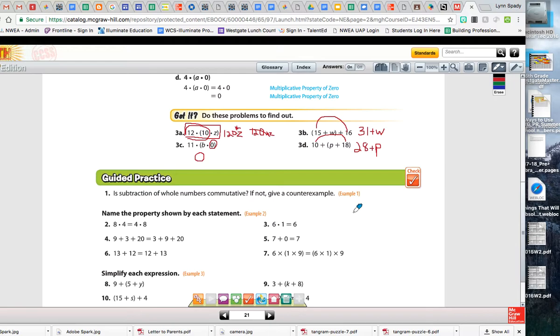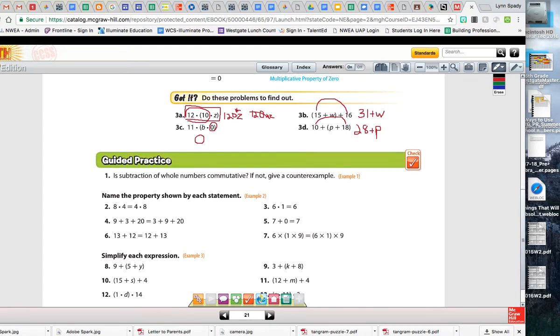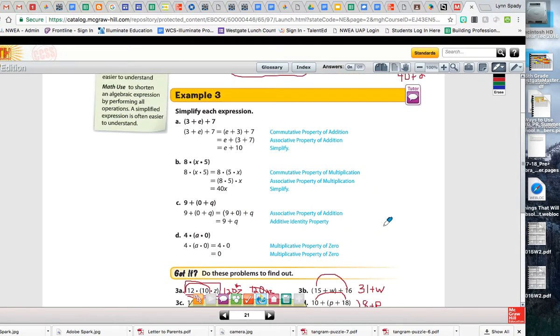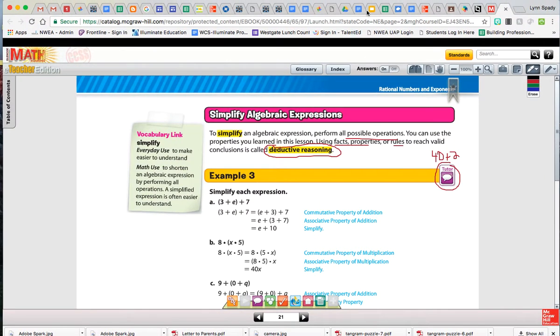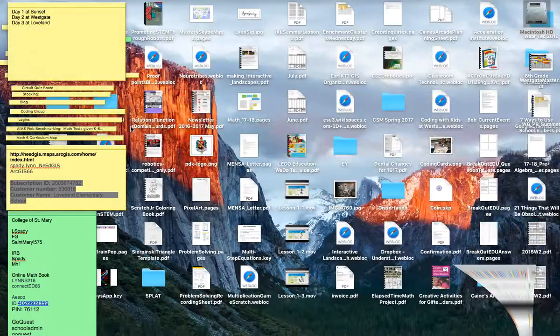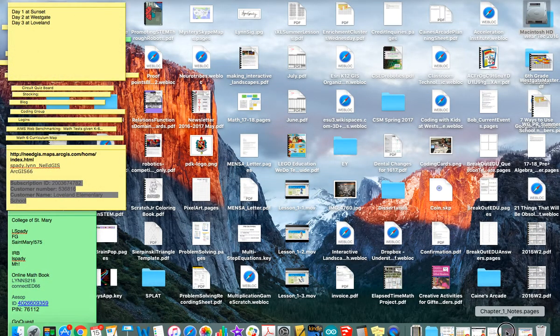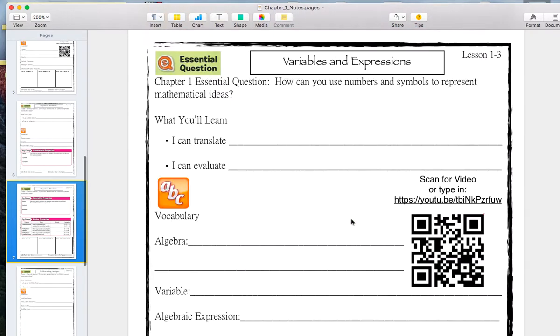I hope that gets you through some of the property work on lesson 1-4. You also have a worksheet to practice this skill. You have a couple of videos that you could watch in addition. You also have an Edpuzzle for this lesson. Okay, and an Edpuzzle is something that you watch and you fill out a note sheet on that.